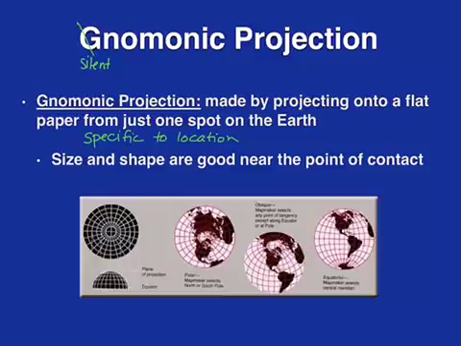And so this one, we're looking at just the poles. The piece of paper is laying right flat on top of the pole, and that's going to be your best and least distorted.